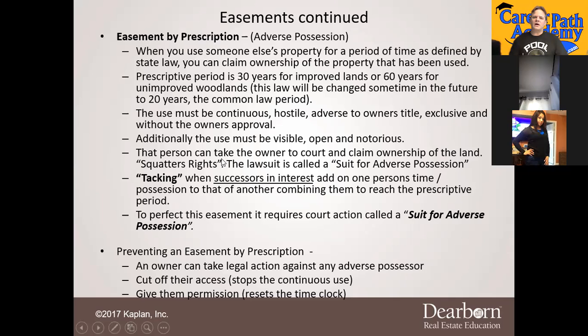The person can take the owner to court and claim ownership of their land. That's kind of like squatter's rights, but the lawsuit is referred to as a suit for adverse possession. That's the type of lawsuit that's used to perfect the easement by prescription, when you have used it for the amount of time prescribed by law.